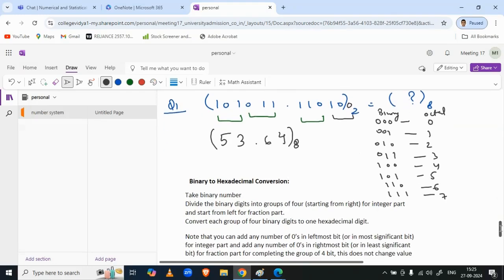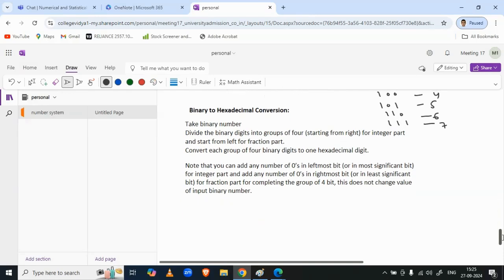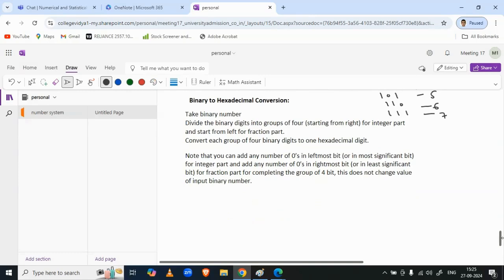I hope it is clear to everyone. Now after this we will discuss binary to hexadecimal conversion. So take the binary number and divide the binary digits into groups of 4, starting from the right for the integer part, same as we did previously, and start from the left for the fraction part. Convert each group of four binary digits to one hexadecimal digit. We will form the groups of four binary digits.